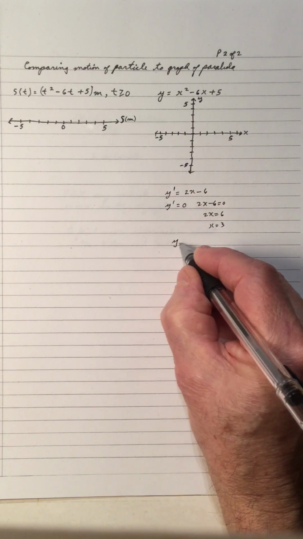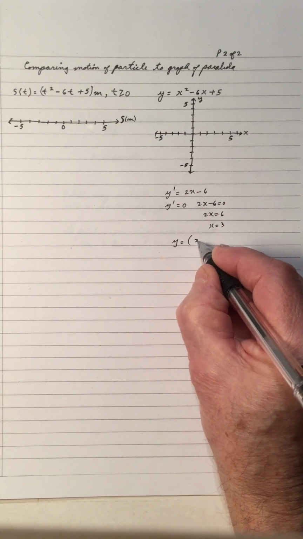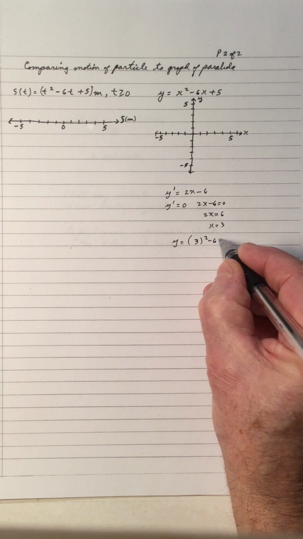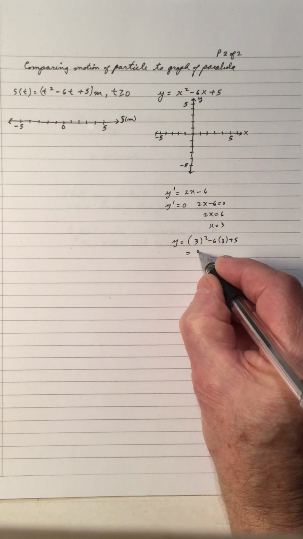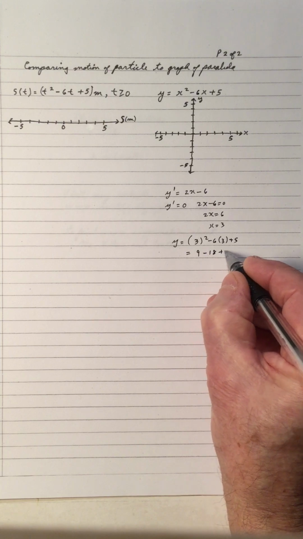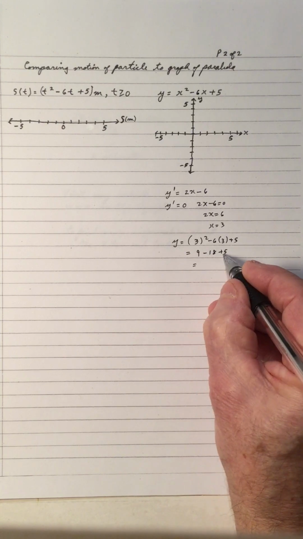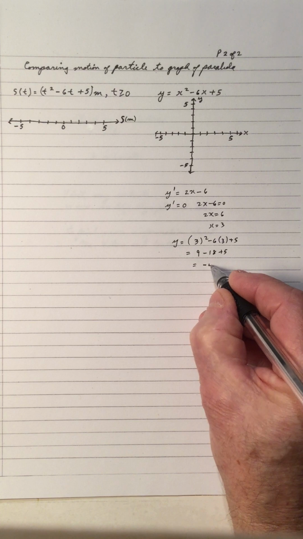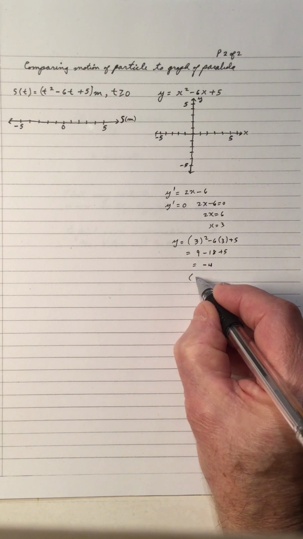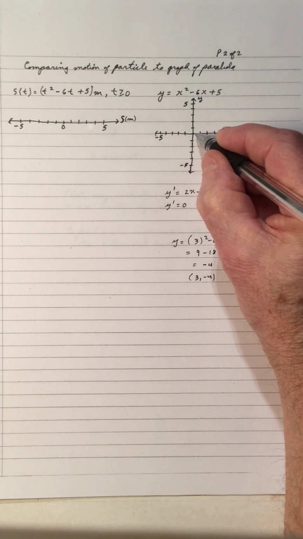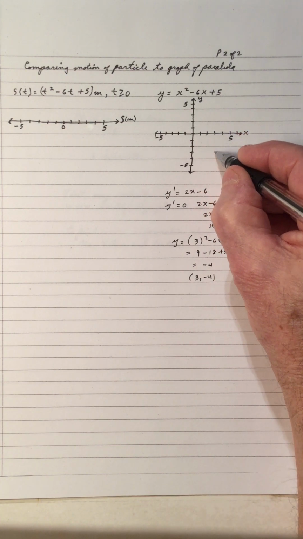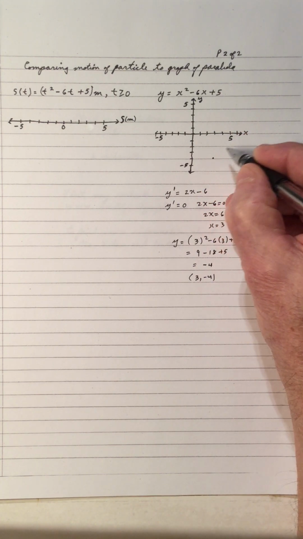And we plug that back into the equation, put 3 in, and work it out. We get 9 minus 18 plus 5, negative 9, so that would give us negative 4. So this point, 3, negative 4, is the vertex of the parabola.